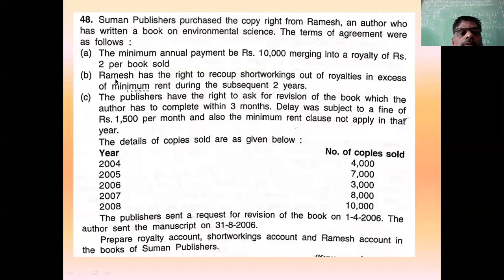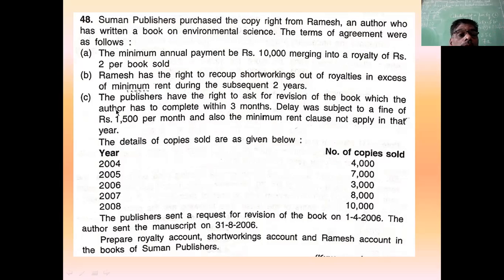The second point is Ramesh has the right to recoup the short working out of royalties in excess of minimum rent during the subsequent 2 years. Subsequent 2 years means next 2 years. Remember this point: the words next, subsequent, following, and proceeding give the same meaning, that is, next 2 years. So the recoupment period is next 2 years.